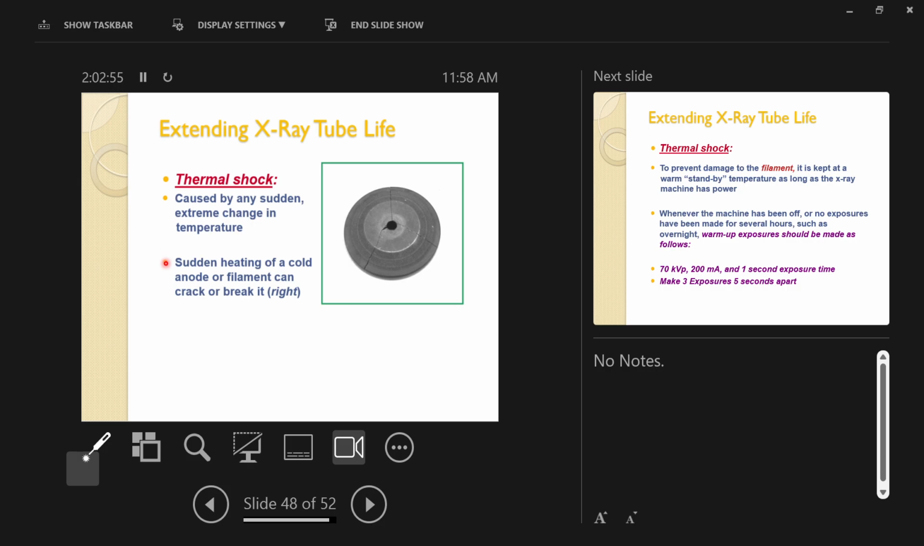This anode was also cracked. This is more like a chronic crack, right? It's a big crack having developed over time from the anode pitting. This crack is from thermal shock.